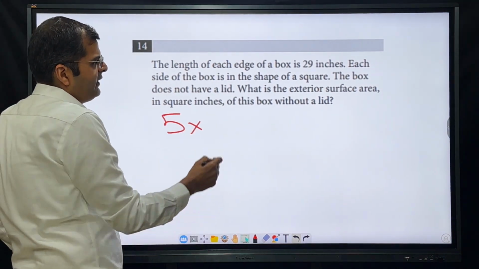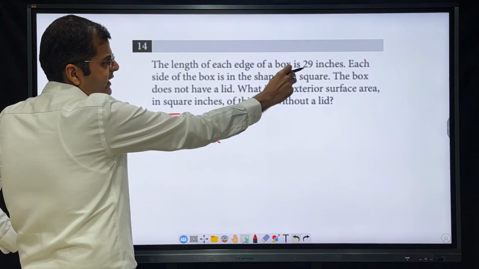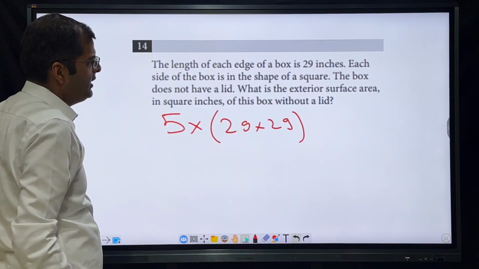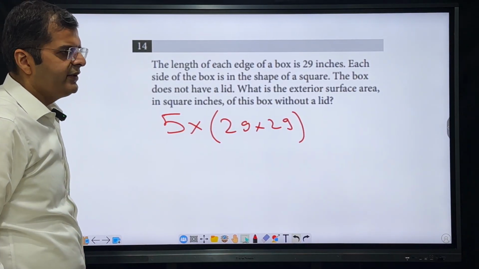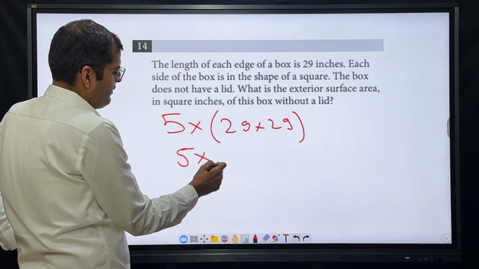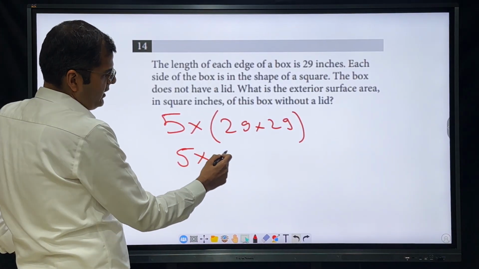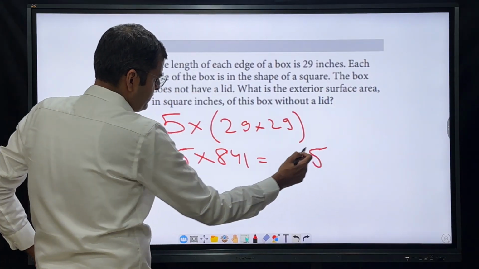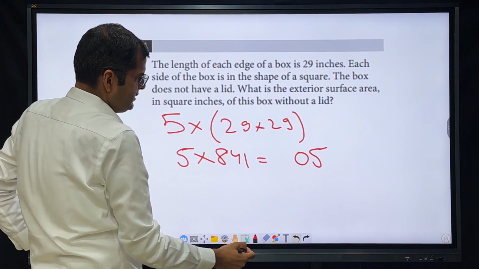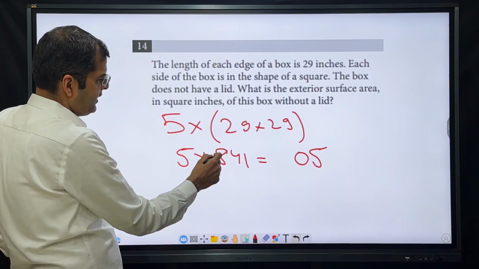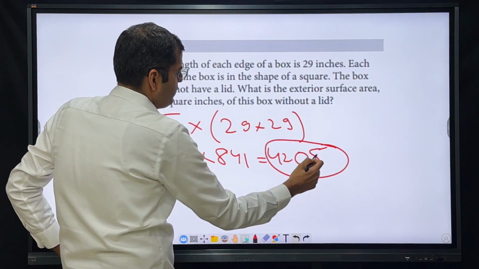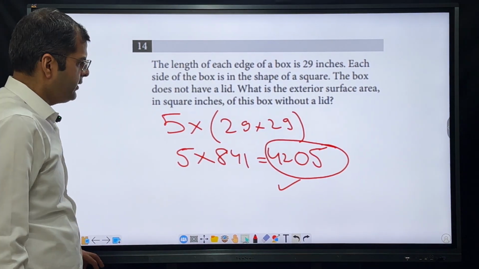Each surface will have a square of side 29 inches. So each surface will have area 29 into 29. The total exterior surface area will be 5 into 29 into 29, which is 5 into 29 square. 29 square is 841. 841 into 5: 1 into 5 is 5, 4 5s are 20, 0 here, 2 above, 8 5s are 40, 42. 4205 is the answer here.